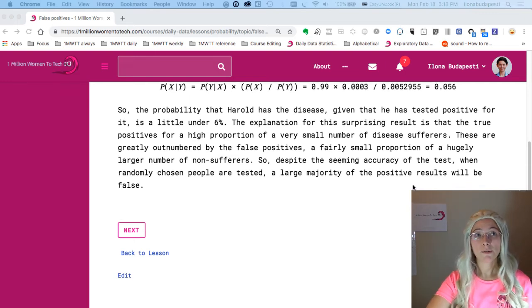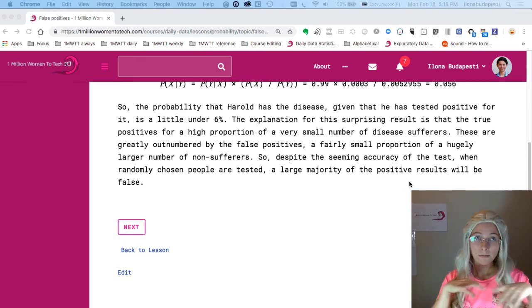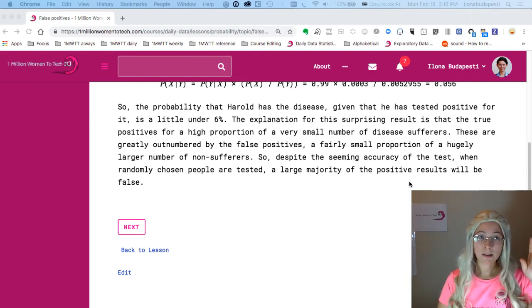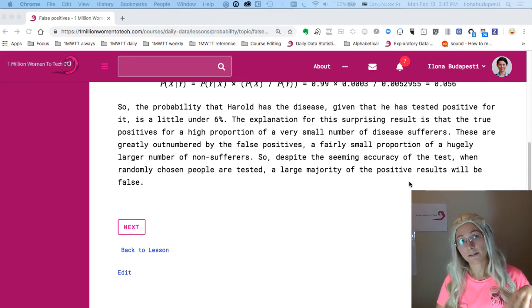Maybe one of the good homeworks would be for you to draw out an example and compare the sizes of the positives, false positives, negatives, and false negatives.